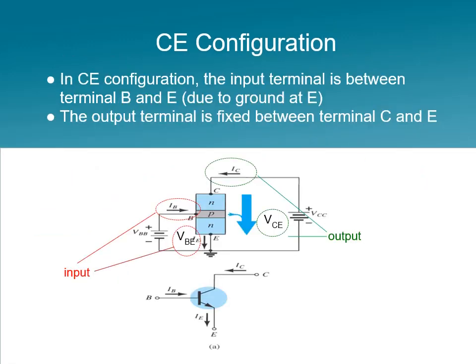In CE configuration, the input terminal is between terminal B and E due to ground at E. The output terminal is fixed between terminal C and E. As you can see, the input current is IB and VBE is the input voltage. Then IC is the output current, while VCE is the output voltage.